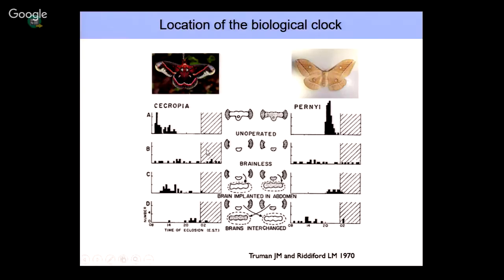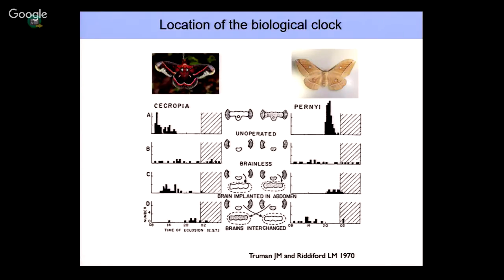If they take out the brain, the eclosion time becomes randomly distributed over the whole 24 hours. This indicates that the primary master clock that synchronizes the whole body is located in the brain. This can only be done in insects. They put the brain of the left moth onto the abdomen of the right insect.